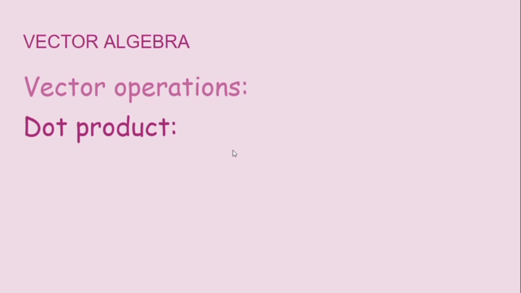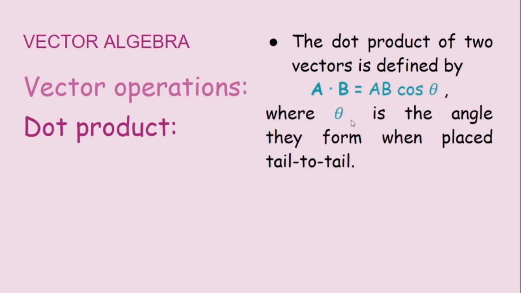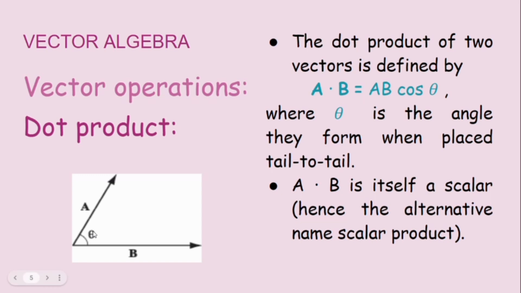Now we will see the dot product in the vector operations. What is the dot product? It is defined by A dot B equals AB cos theta. Here theta is the angle between the vectors when they are placed from tail to tail, as we can see in the figure. And the result or answer of this dot product A dot B is a scalar, so hence we can name it the scalar product.